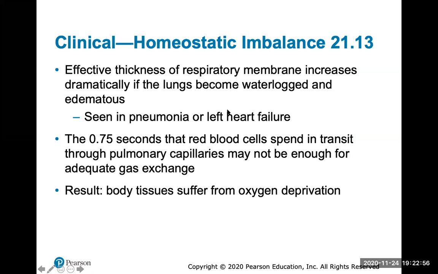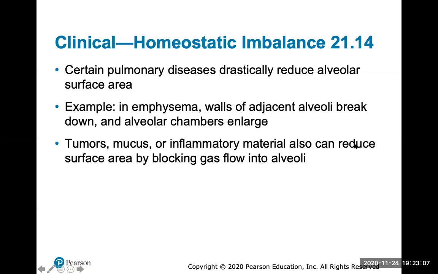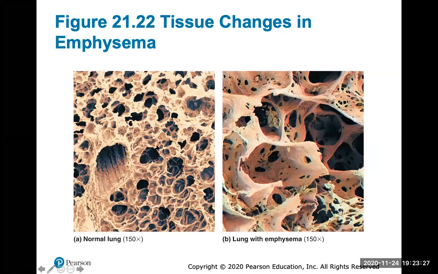The 3/4 seconds that red blood cells spend in transit through pulmonary capillaries may not be enough for adequate gas exchange, and this will result in body tissue suffering from oxygen deprivation. Some pulmonary diseases drastically reduce alveolar surface area, like in emphysema. The walls of the adjacent alveoli break down and alveolar chambers enlarge. Tumors, mucus, or inflammatory material also can reduce surface area by blocking gas flow in the alveoli. This is a look at a normal lung and a lung with emphysema. You can see kind of the blockages built up and also the deterioration of the alveoli.